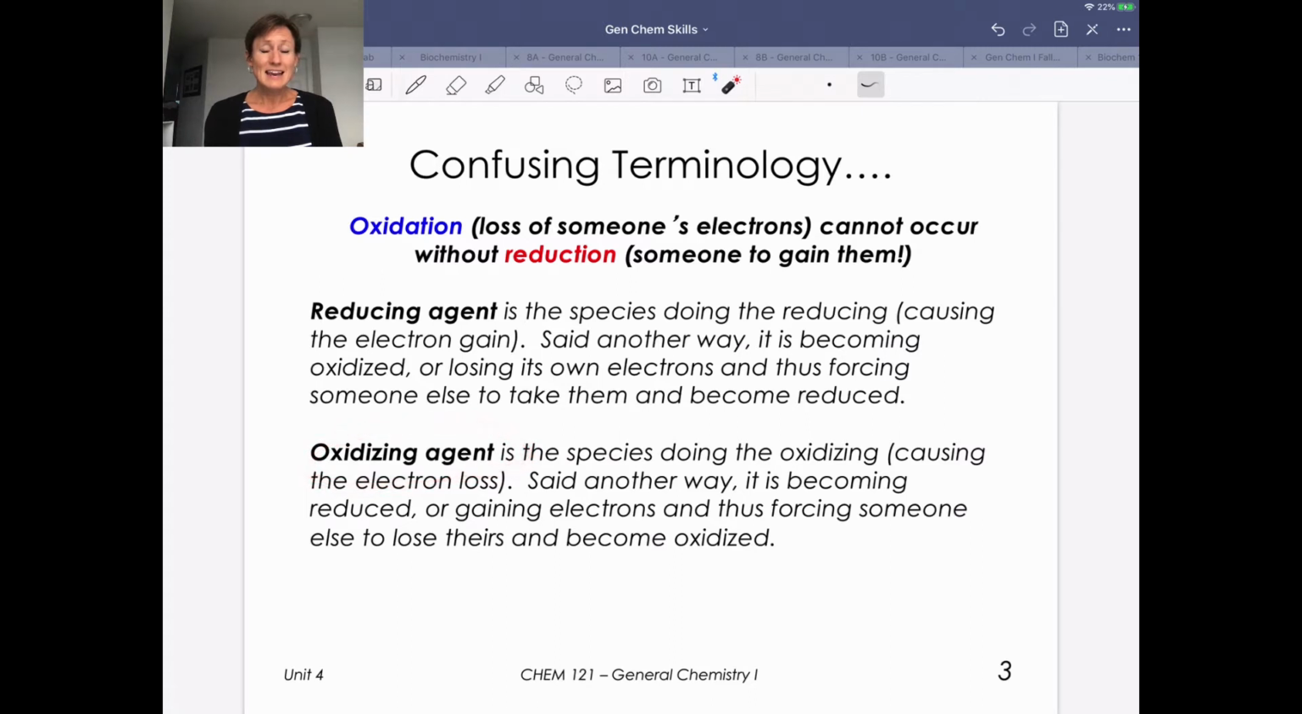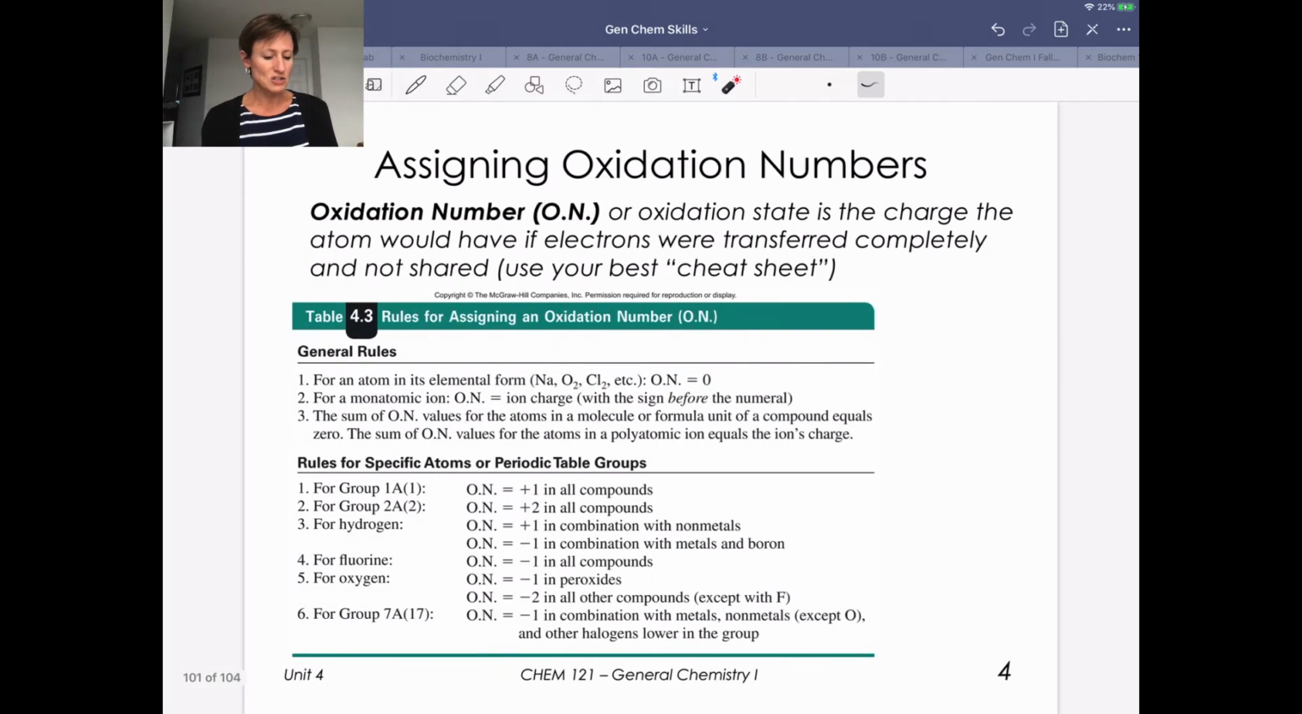An oxidizing agent is forcing someone to be oxidized. They're an agent of oxidation. They're going to force someone else to lose their electrons so they can gain them. They're going to be reduced. So however you want to remember it, it is an important skill that we're familiar with this nomenclature.